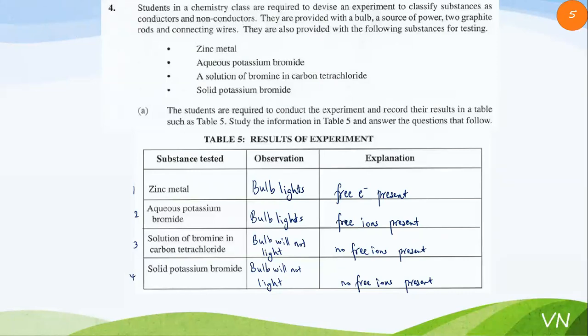If it was in a solution, which is number 2, or if it was in a molten state. Someone is asking if it's a paper 2. Yes, it is. It's a paper 2 question, and that I'm working here all the time. Actually, all the questions tonight are paper 2 questions.